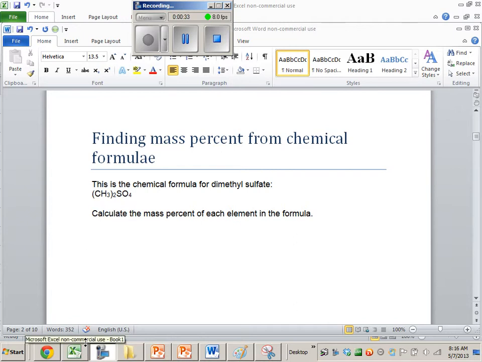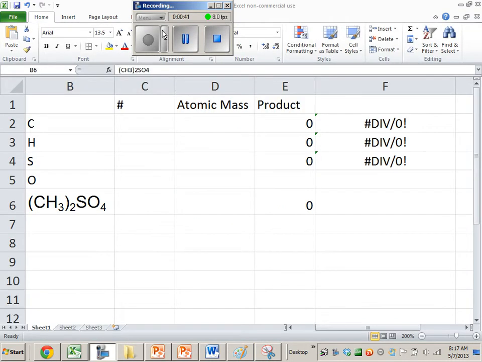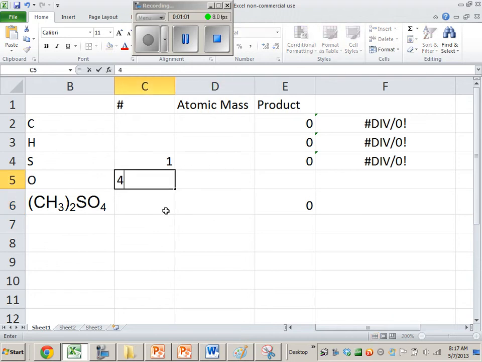Okay, so let's figure out what the counts are in the formula. How many sulfurs are there in this formula? 1. Yeah, exactly. There's nothing written here, so that's an implied 1. So 1 for sulfur. For oxygen, how many oxygens are there? 4, right. That's what this 4 refers to. It comes right after the O, so it refers to whatever came to the left of the subscript.